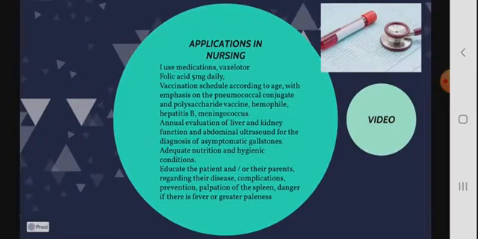Application in nursing. I use the medication Voxelotor and folic acid 5 mg daily, and vaccination adjusted according to age, with emphasis on the pneumococcal conjugate and polysaccharide vaccination, Haemophilus, hepatitis B, and meningococcus. Annual evaluation of liver and kidney function and abdominal ultrasound for the diagnosis of asymptomatic gallstones. Adequate nutrition and hygienic conditions. Educate the patient and their parents regarding the disease, complication prevention, and palpation of the spleen, with danger if there is fever or a greater palate.